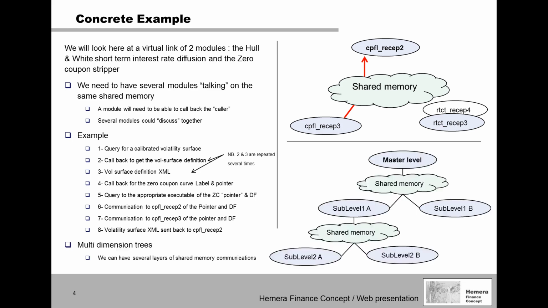Please also note that it is possible, and that we have implemented the capacity, to have several layers of shared memory segment communication. You can have a master level communicating via a shared memory segment to executables that are at sub-level 1, and then one or several of those executables communicating through shared memory segments to lower level executables.